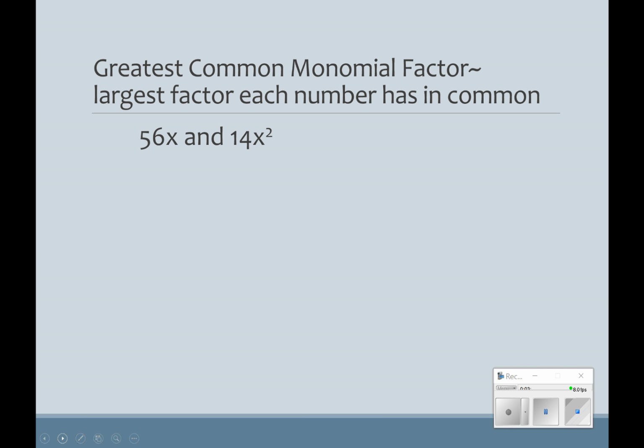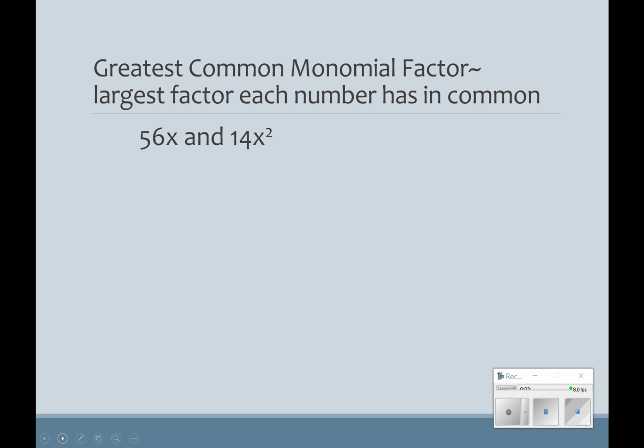All right. Now, the greatest common monomial factor is the largest factor that each number has in common. You learned about greatest common factors in 6th grade, and probably before that, 4th or 5th grade. Some of you have asked me, and some of your parents have asked, why is that divisibility rule sign up on your classroom wall? Because we're in algebra. Well, it's there because I want you thinking about those rules because they're going to come in really handy now.